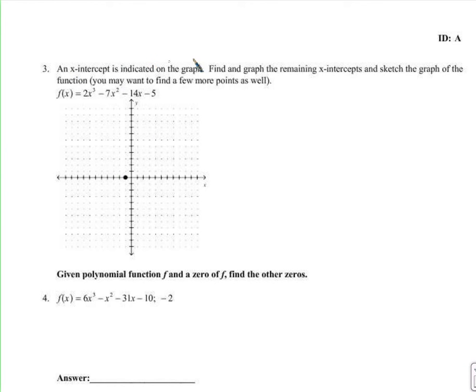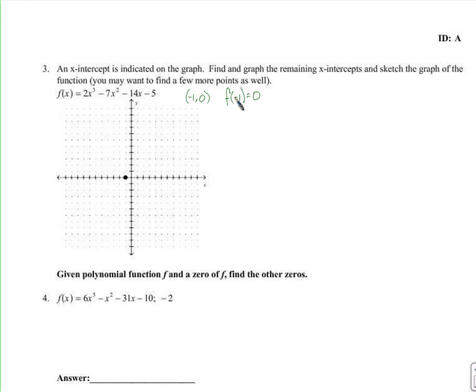An x-intercept is indicated on the graph. Find and graph the remaining x-intercepts, sketch the graph. You might want to find some other points. That's good advice. So since negative 1 is an x-intercept, that tells me that f of negative 1 equals 0, right? Negative 1, 0 is a point on the graph, so it tells me that if x is negative 1, then y will be 0.